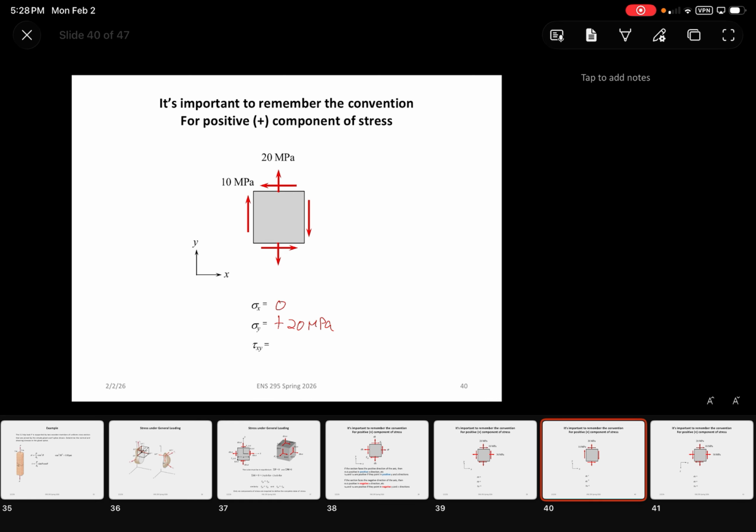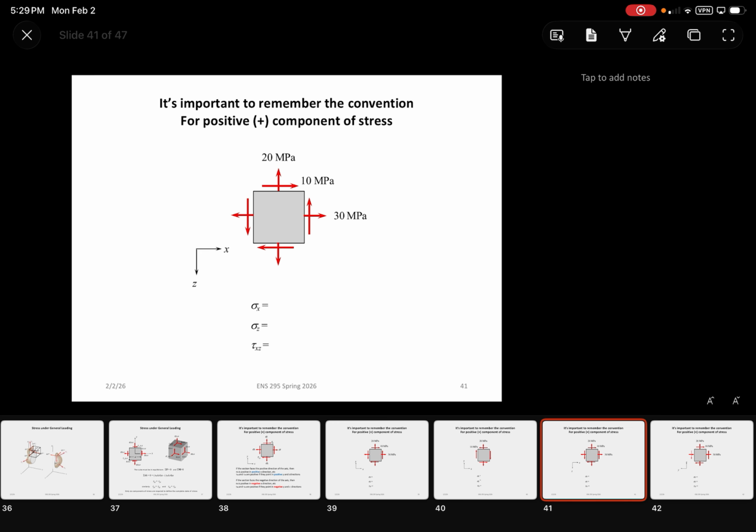Here's another one. Or is this just a copy paste? This is a copy paste. Oh wait. Ooh. That's different now. If you pay close attention, look at the coordinates. It's changed now. You've got an XZ plane. So, who here can tell me what sigma x is going to be? Yeah, 30, positive. What about sigma z? 20. Positive or negative? Positive. Negative.